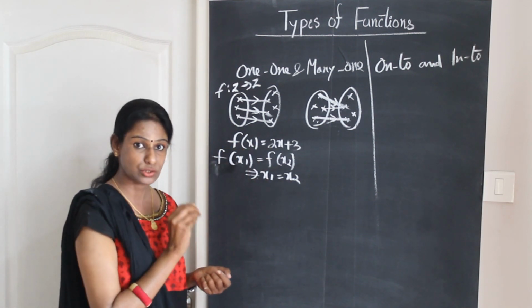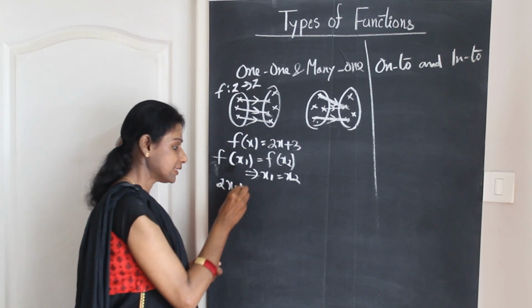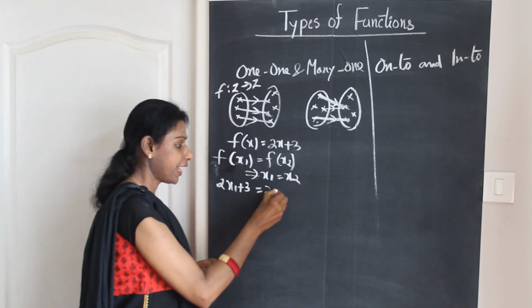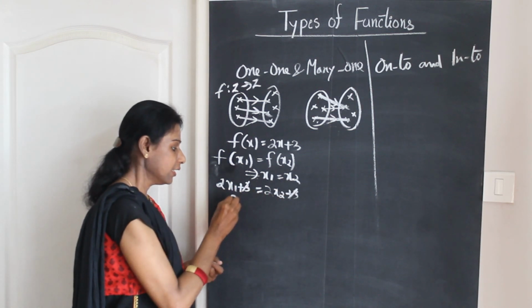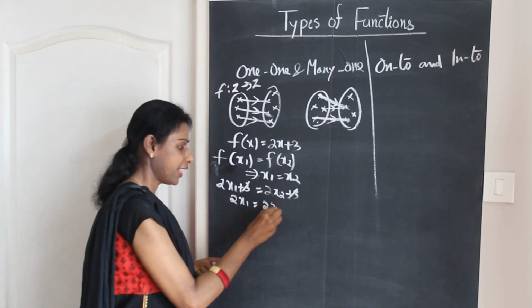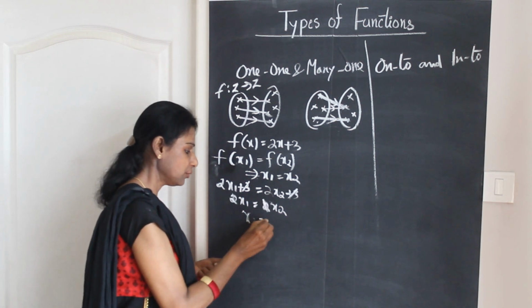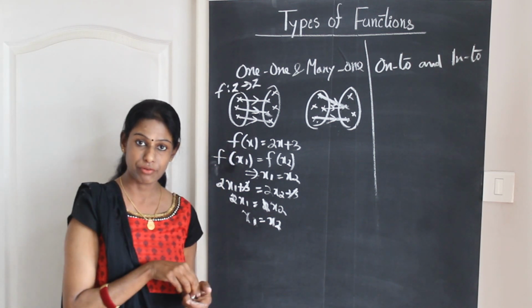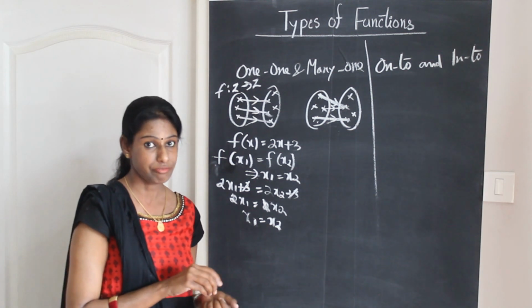f of x is 2x plus 3. So f of x1 will be 2x1 plus 3, which is equal to f of x2, that is 2x2 plus 3. So 3 cancels, we get 2x1 is equal to 2x2. That means x1 is equal to x2. So in this example, f of x equal to 2x plus 3, it is a one-to-one function.